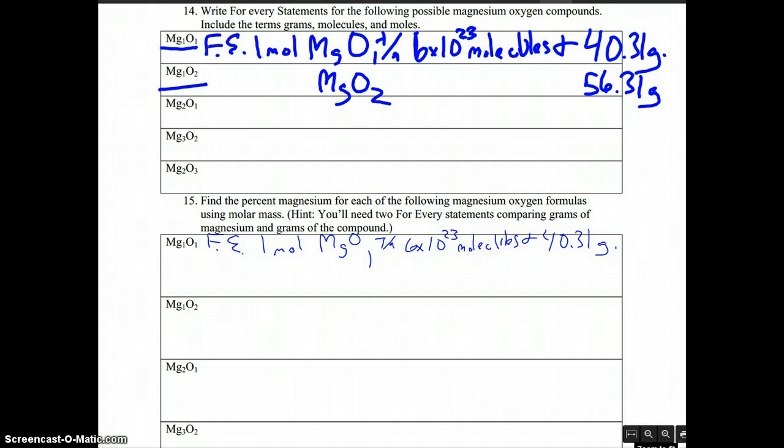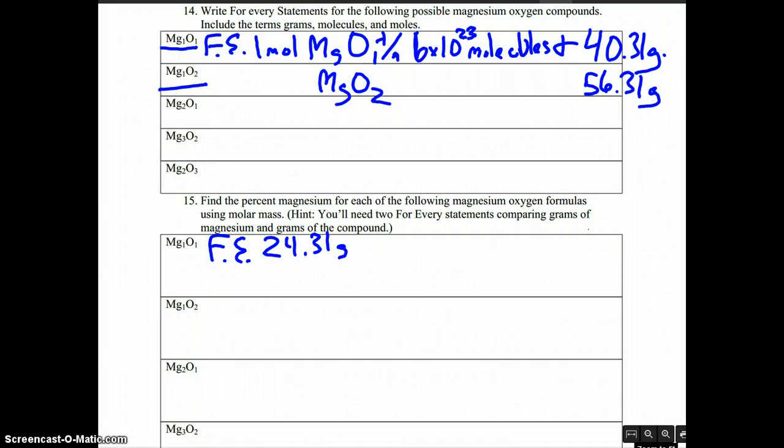Oops. No, we don't want to do that. Sorry. I would go back and rewind this, but I'm not going to. For every 24.31 grams of magnesium, there are 40.31 grams of MgO.